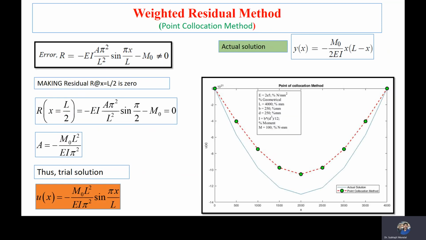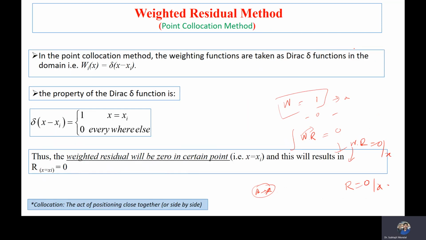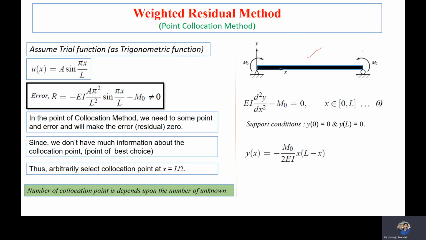Here we are using one beam problem. The beam is a simply supported beam where the y displacement is 0 at x equal to 0, and again y is equal to 0 at x equal to L, and we have a moment. The equation of the moment is EI d2y/dx2 minus M equal to 0. And we have our actual solution here.